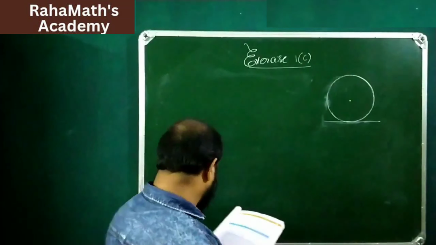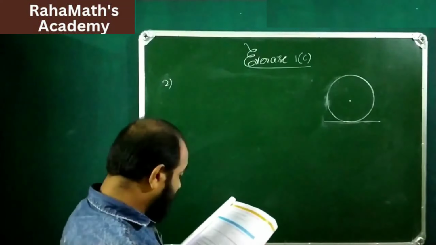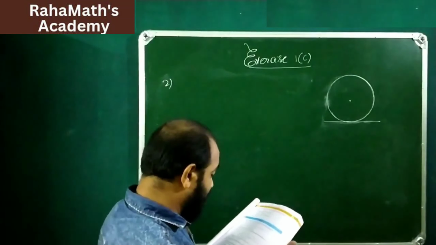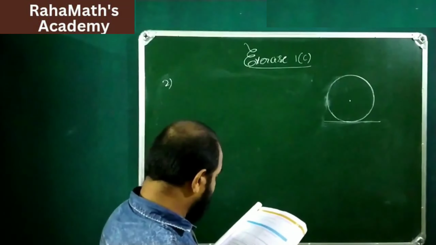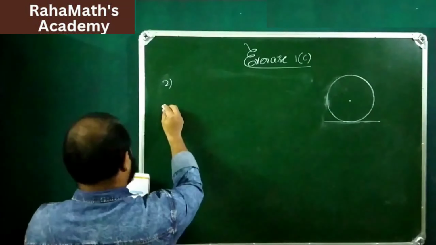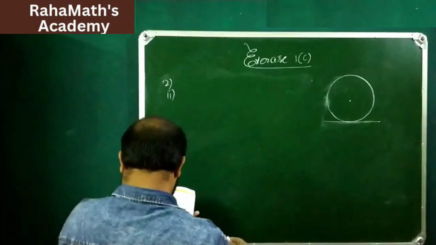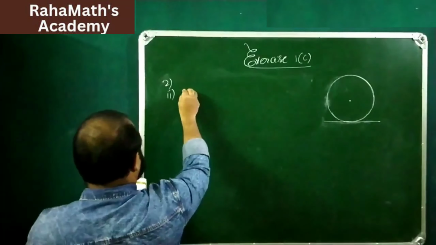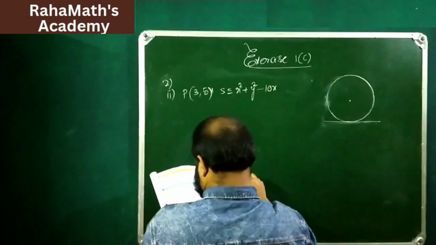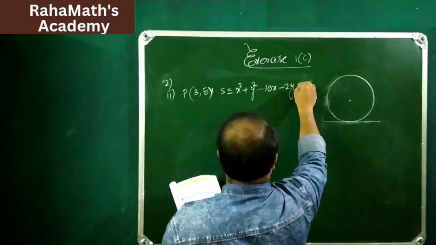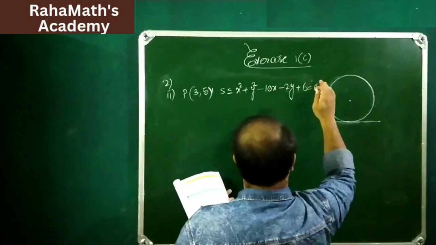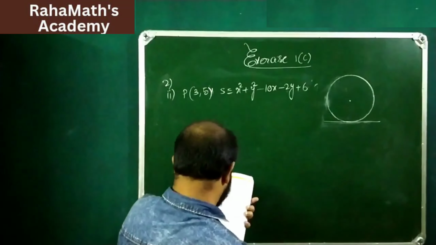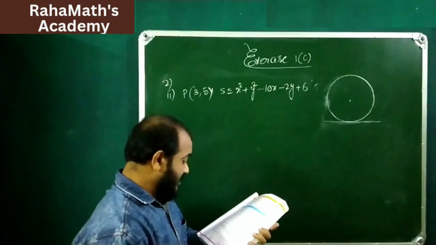Second, find the equation of the normal at P of the circle S equals 0, where P and S are given by: second question, second bit, P equals (3, 5) and S: x square plus y square minus 10x minus 2y plus 6 equals 0.